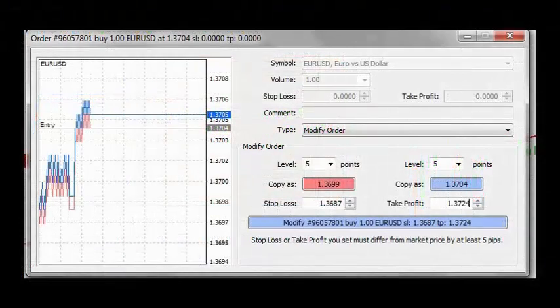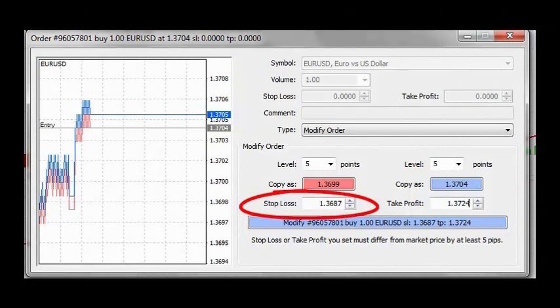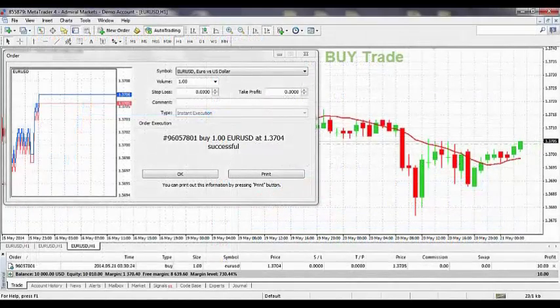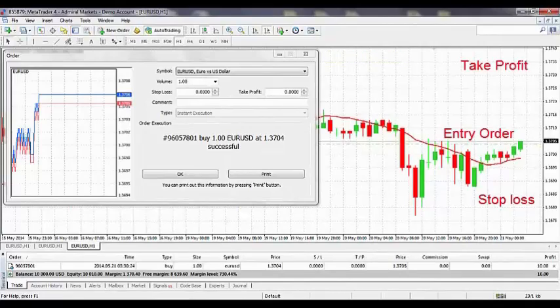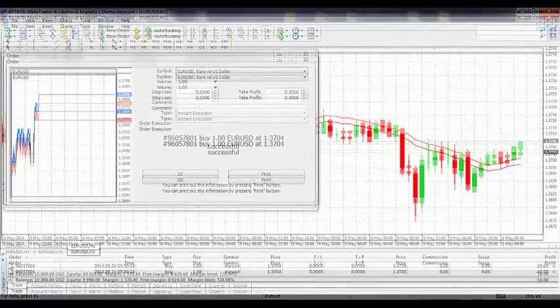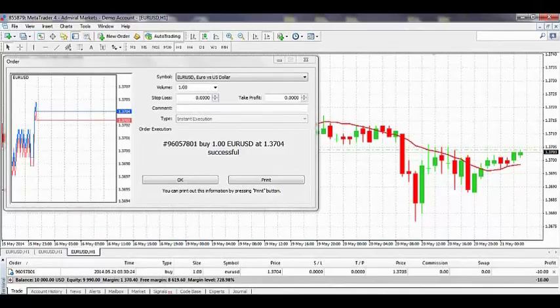and this is important. So right here where it says stop loss, this is where you will manually type in the value of your preferred stop loss. For a buy trade, the stop loss order will go below the entry order, and the take profit order will go above the entry order. If you now open the terminal window again, on the far right hand side you can see the heading profit.